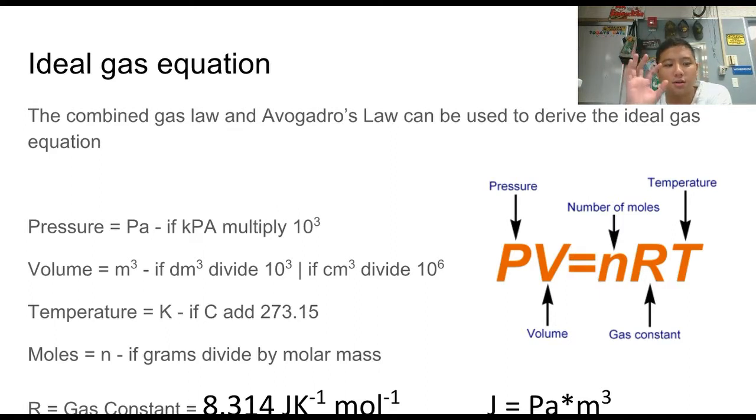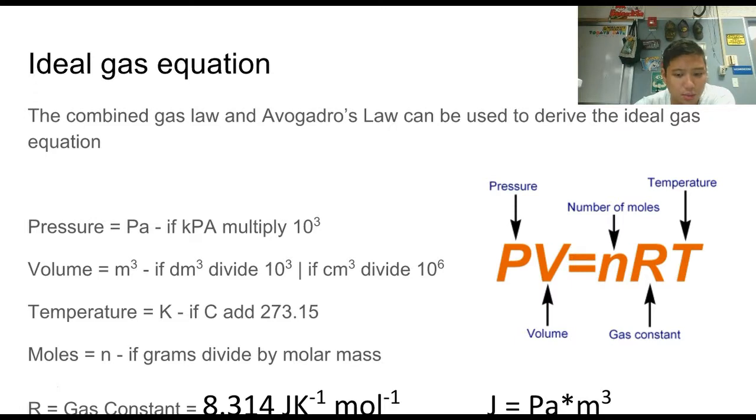A couple of things about units. They must be in these units. Pressure must be in pascals. If it's in kilopascals, multiply by 1,000. Volume must be in meters cubed. If it's decimeters cubed, divide by 1,000. Centimeters cubed, divide by 1,000,000. Temperature must be in Kelvin. If they give it to you in Celsius, add 273. And moles must be in moles. If it's grams, divide by the molar mass.